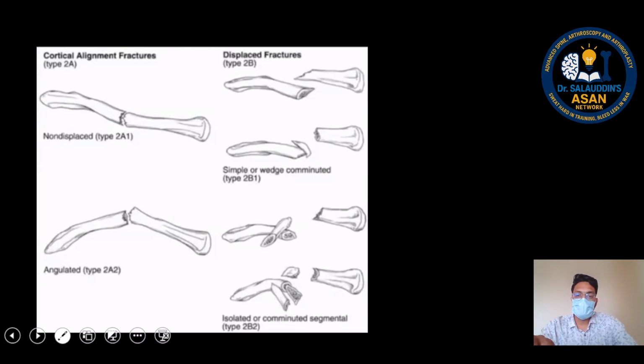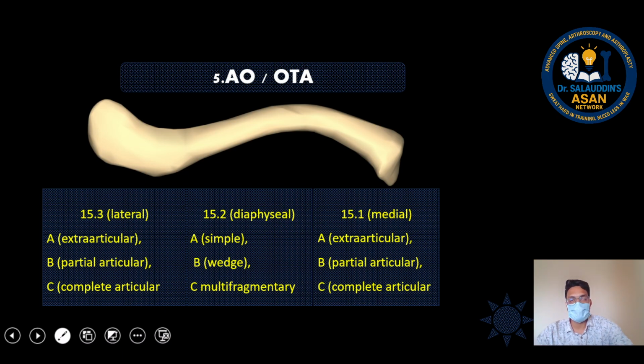Type 2B1 where there is a wedge, type 2B2 is multifragmentary or comminuted fracture. This is the comprehensive Edinburgh classification. Now coming to the final classification of this session, that is the AO classification.